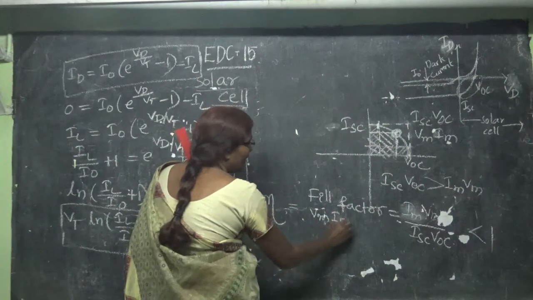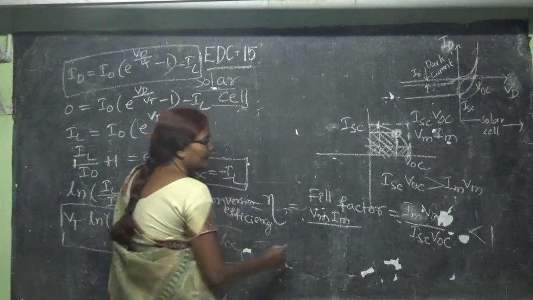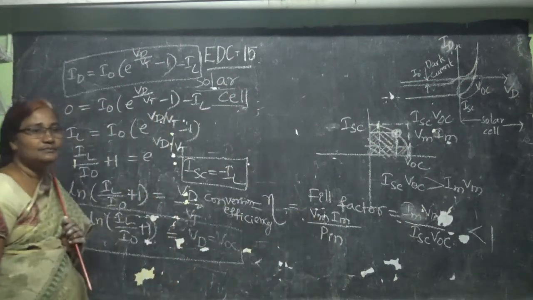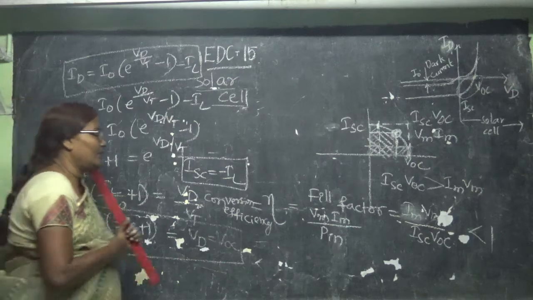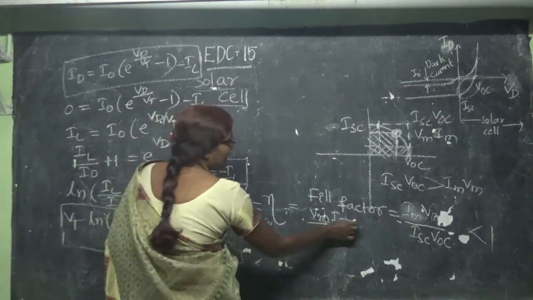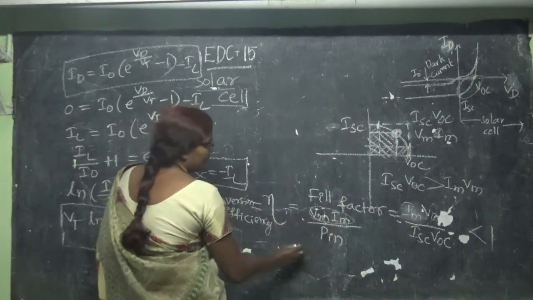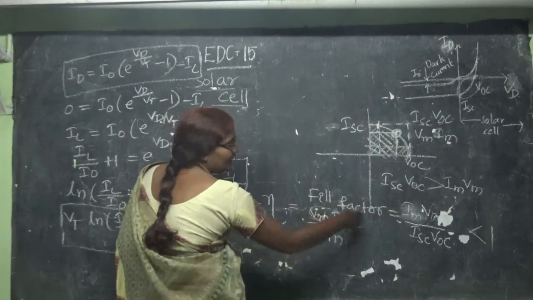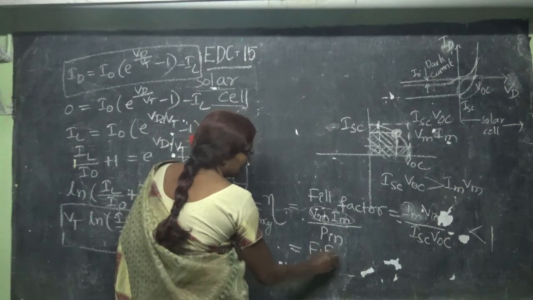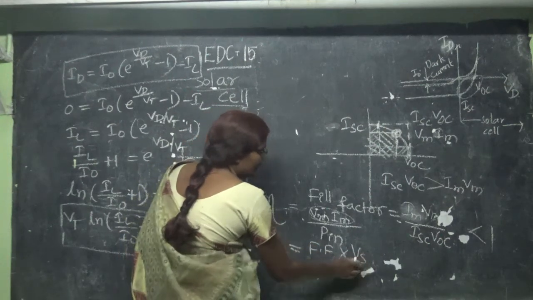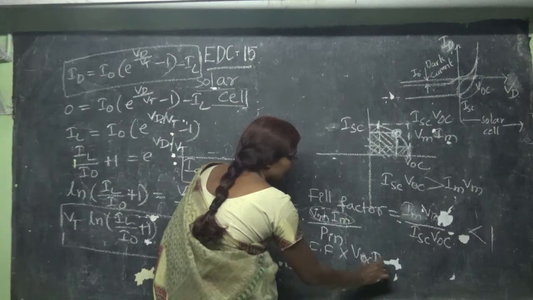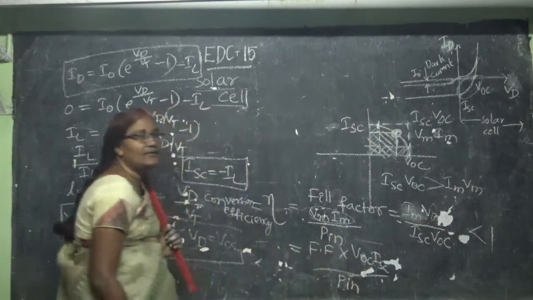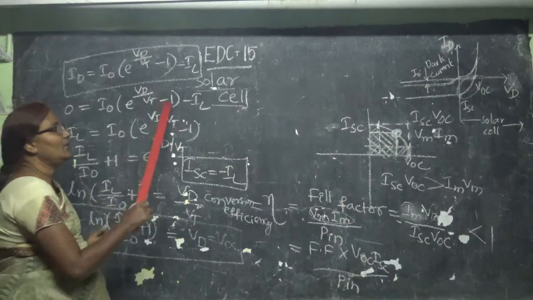Vm Im by input light energy, input light power. So if I replace this with fill factor, then what will my Im Vm be? Fill factor into VOC ISC by P input. This will be my efficiency. So this is about the solar cell.